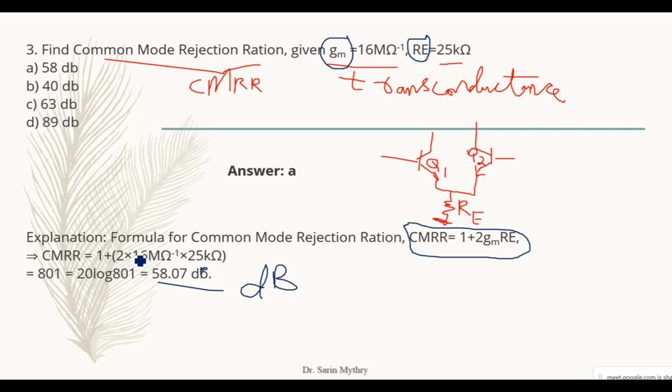It is 58.07 dB. So 58.07 dB is nothing else but your answer, which is a correct one. Approximately it is 58 dB. So the first one is a correct one. I hope it is clear to you. Is it okay? Yes, sir.